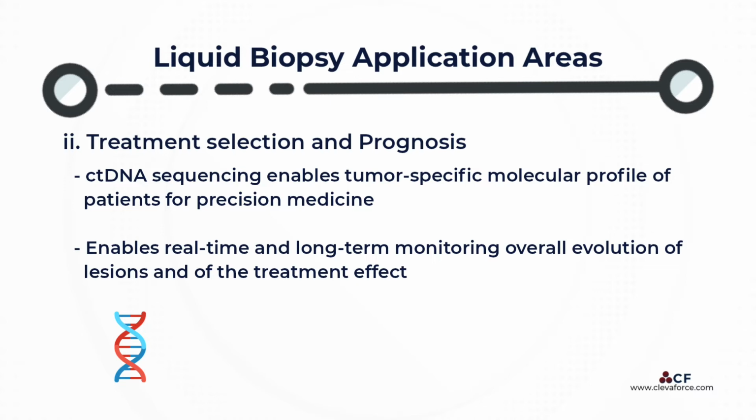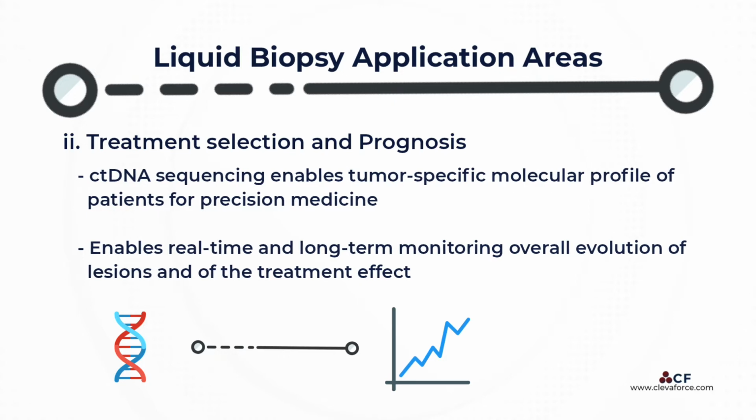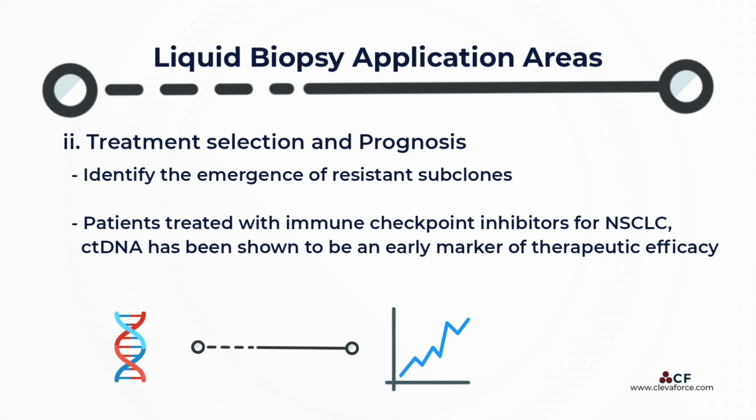The half-life of cfDNA in the circulation is between 16 minutes and 2.5 hours. That is why ctDNA can be considered a real-time snapshot to reflect the overall evolution of lesions. This enables real-time and long-term monitoring of the treatment effect, allowing feasible treatment adjustment and better prognosis. Also, ctDNA facilitates dynamic monitoring of the clonal evolution and helps to identify the emergence of resistant subclones.